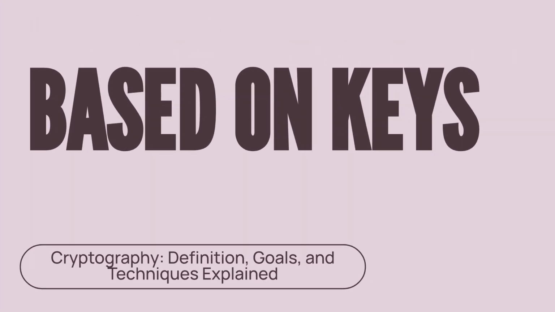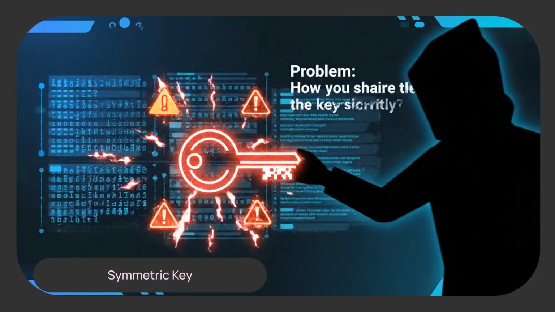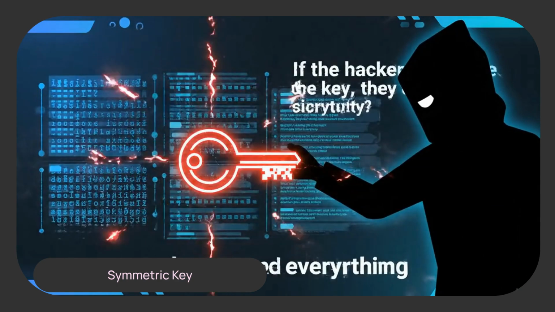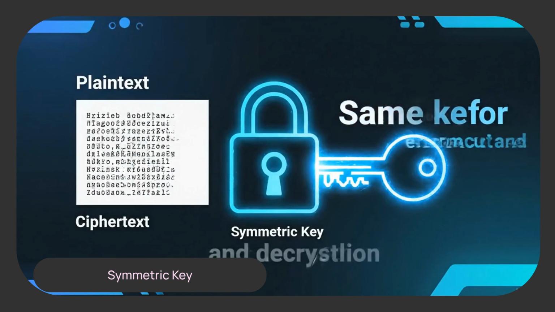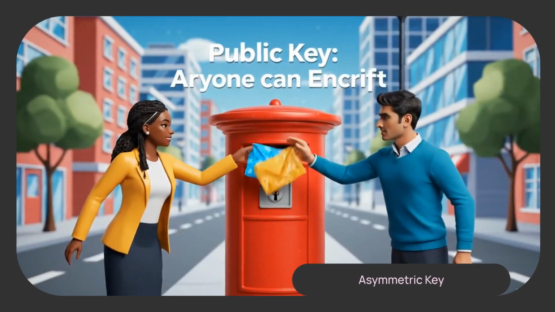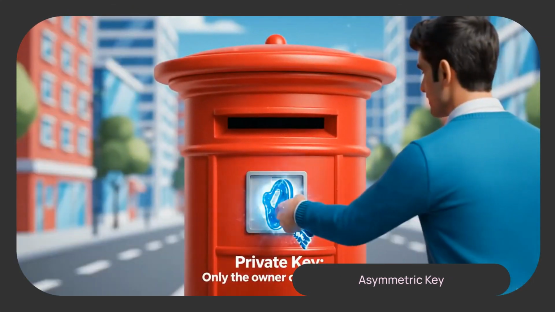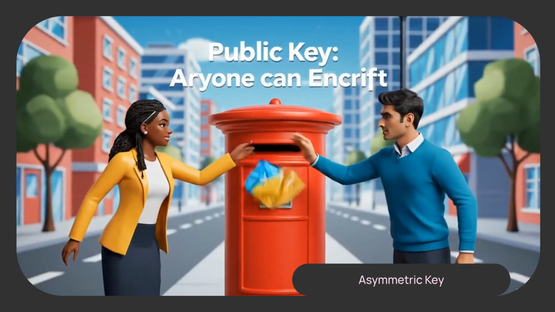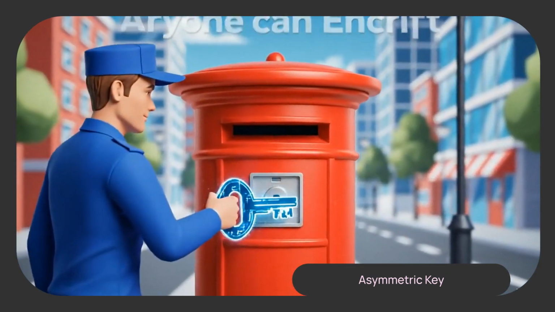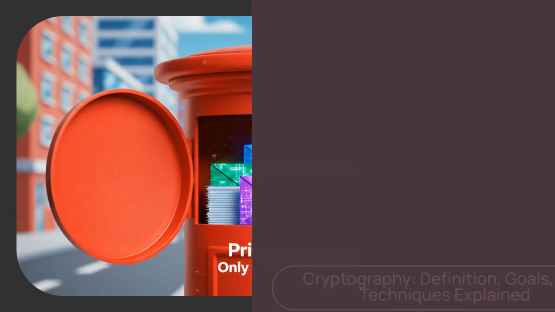Now let's look at the two main types of key-based cryptography. Symmetric key cryptography uses the same single key for both encryption and decryption. It is very fast, but the problem is securely sharing that single key. Asymmetric key or public key cryptography uses two different keys, a public key to encrypt and a private key to decrypt. It is slower but highly secure, like a postbox where anyone can drop a letter, but only one person has the key to open it.